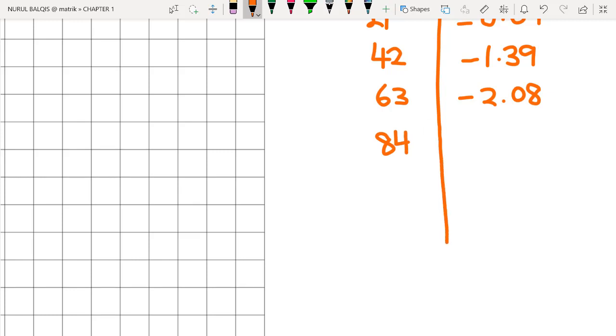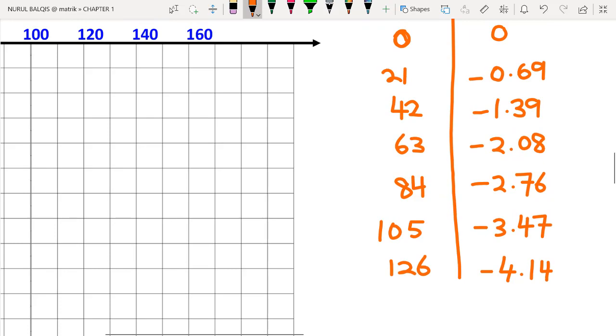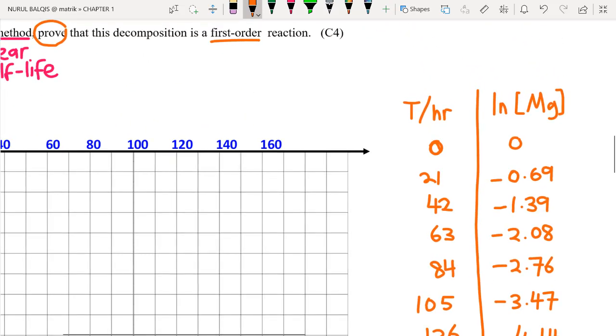84 hours will give you negative 2.76, and then we have 105 hours, negative 3.47. Then lastly we have 126 hours, then the ln concentration will be negative 4.14. Okay, so once you've got these values, then you need to make the y and x-axis have uniform scales.